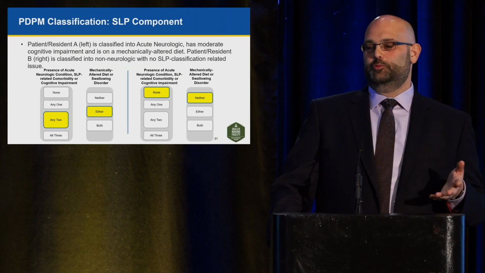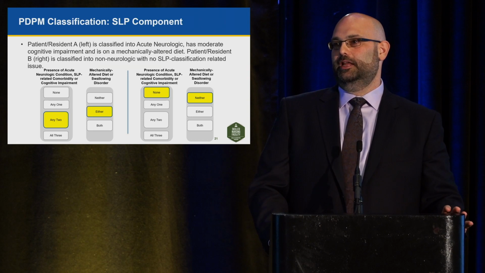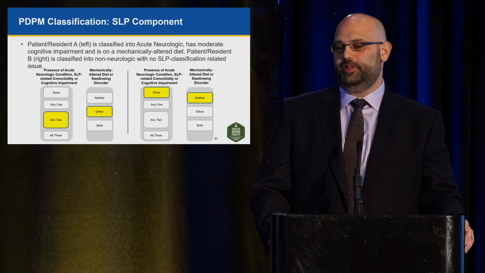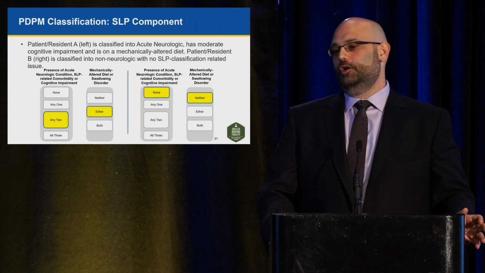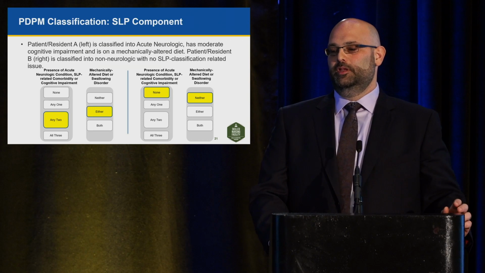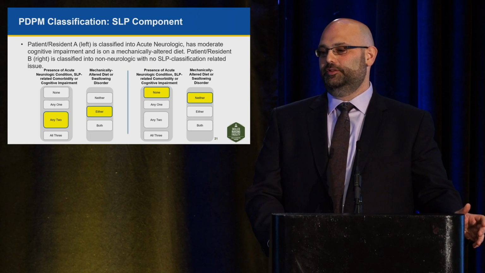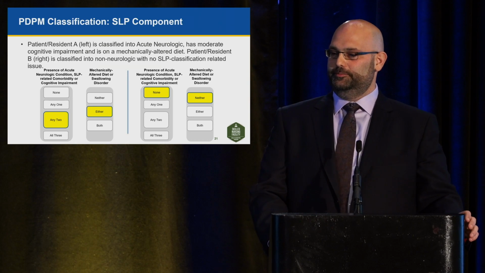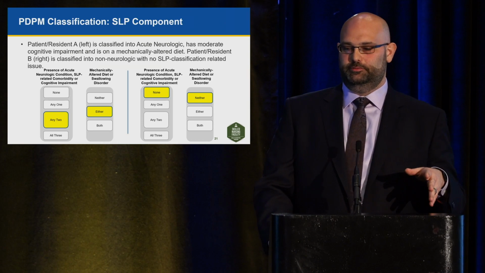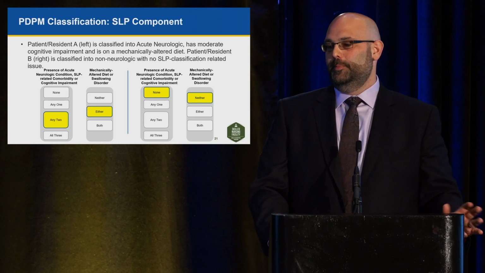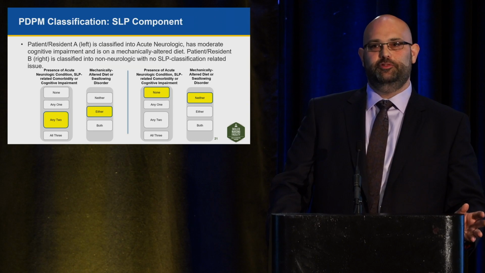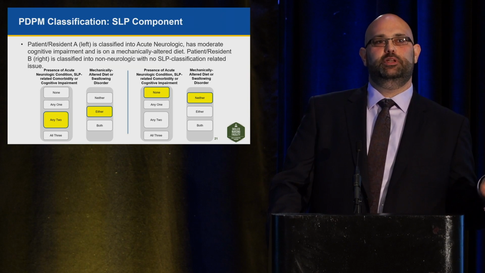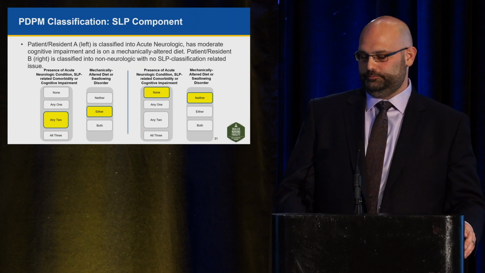So here, the first one being that if there's the presence of an acute neurologic condition, an SLP-related comorbidity, or a cognitive impairment, that gets you into that first group of classification. And the second being whether or not they're on a mechanically altered diet or if there's a presence of a swallowing disorder. So patient A, who's depicted on the left, had an acute neurologic condition, moderate cognitive impairment, and is on a mechanically altered diet. And so they get the NE2 for the first bucket and then either for the second. Patient B, depicted on the right, didn't have any SLP-related issues, and so they go into the none and neither category. Again, showing the difference between how someone is classified under PDPM versus RUG-4.